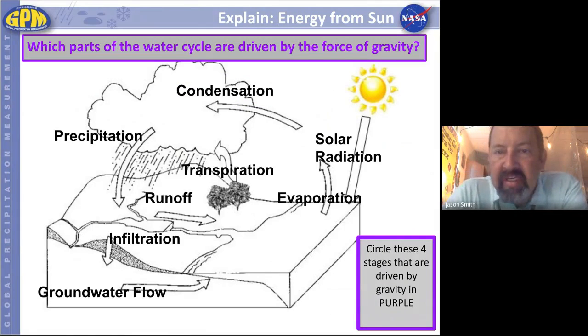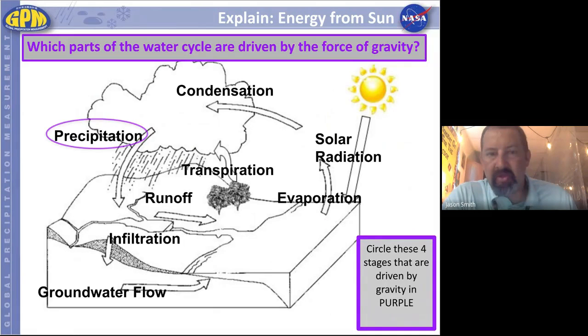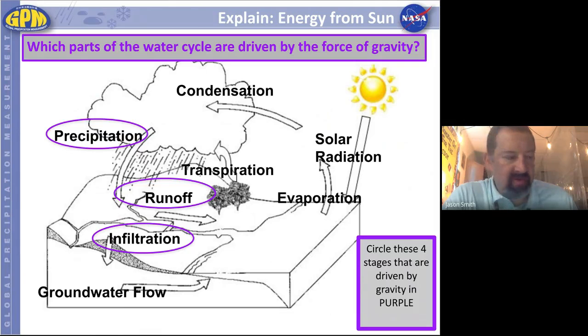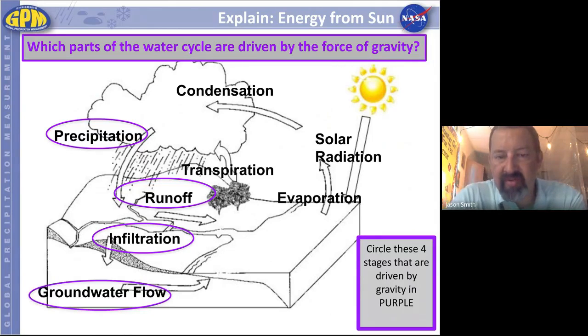Next, we're going to take a look at the force of gravity, and those processes within the water cycle that are driven by the force of gravity. And we're going to circle those in purple. So precipitation, runoff, infiltration, which is going through the ground and getting into the groundwater flow. And all of those are driven by the force of gravity.